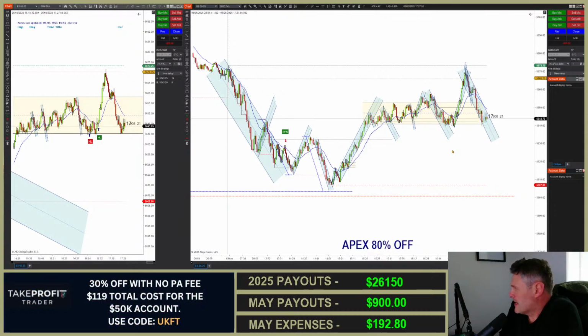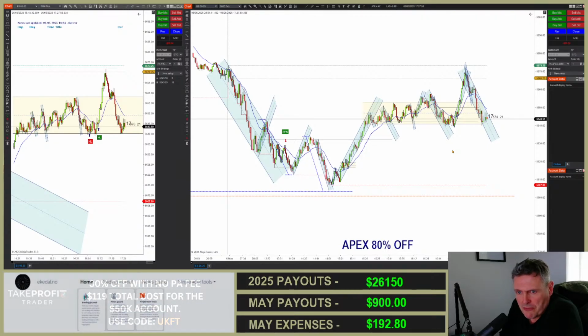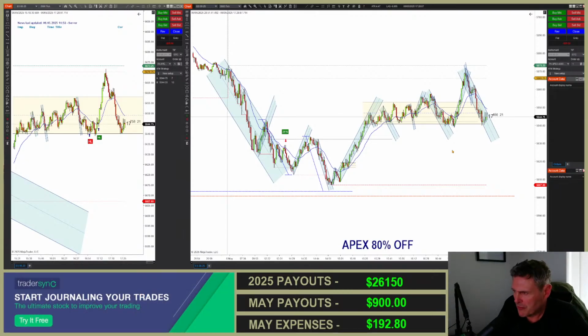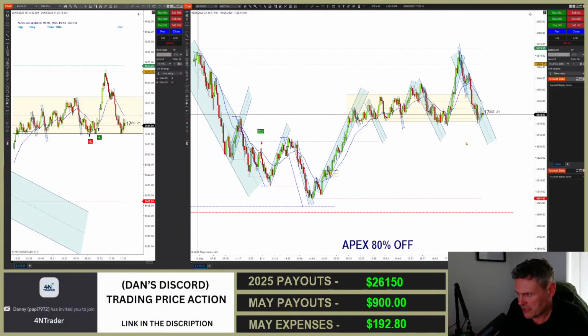My accounts at the moment are all over 3,000, so my drawdown isn't moving now. It stops at 2,100, so I don't need to worry about that anymore. But depending on how you trade, you've got to trade slightly differently with Apex until you get to that level.